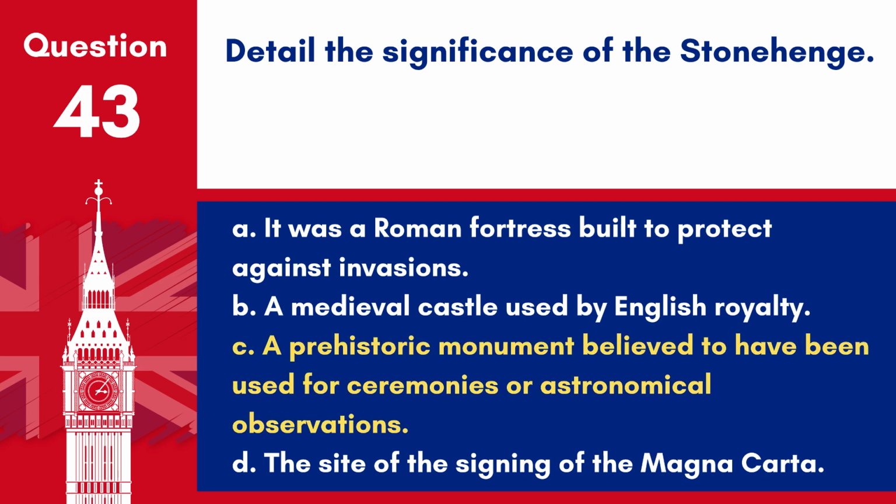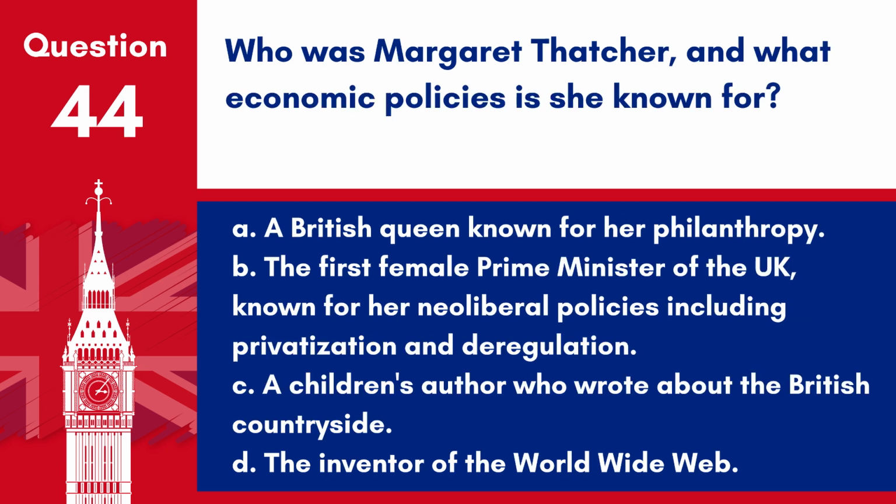Answer: C. A prehistoric monument believed to have been used for ceremonies or astronomical observations. Stonehenge is one of the most famous landmarks in the UK, known for its complex construction and the mystery surrounding its purpose and origins.